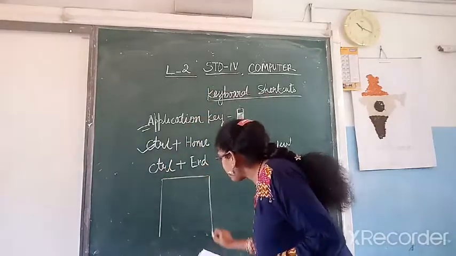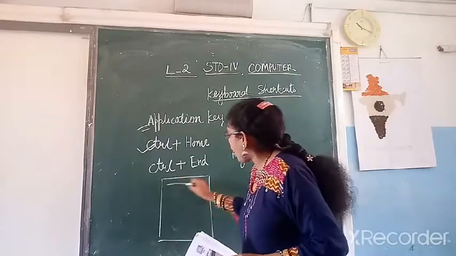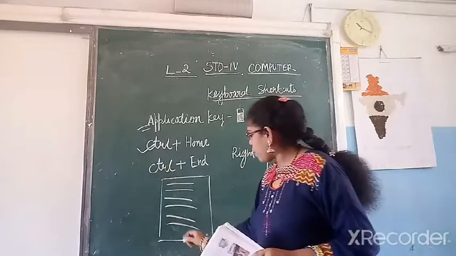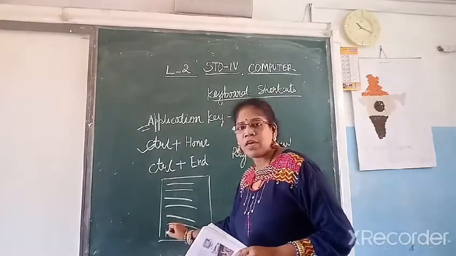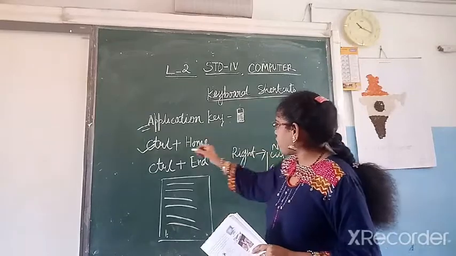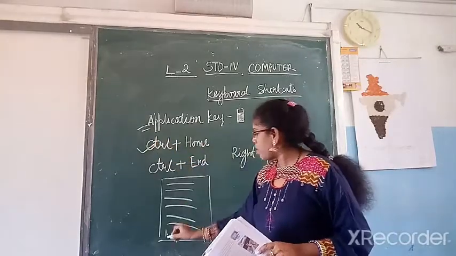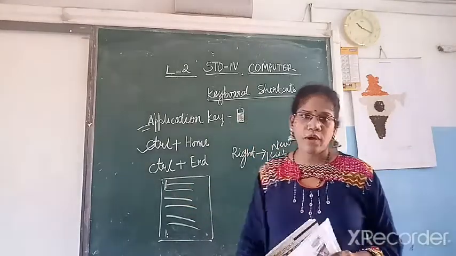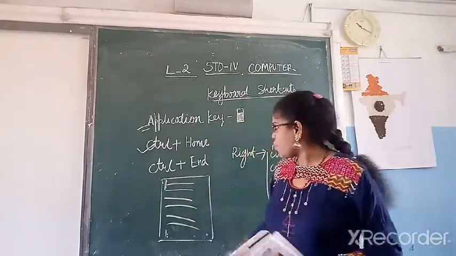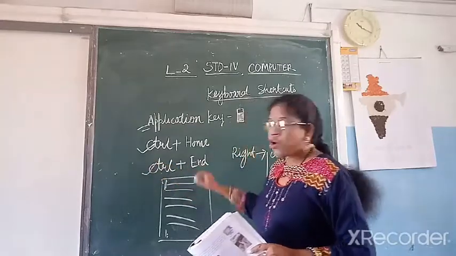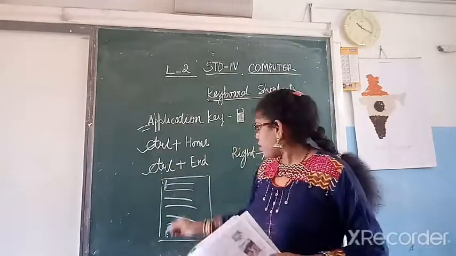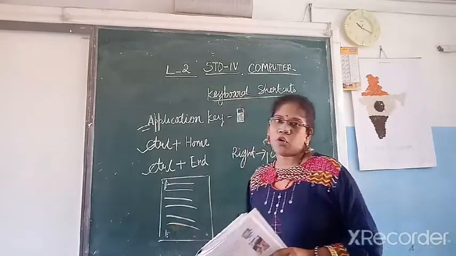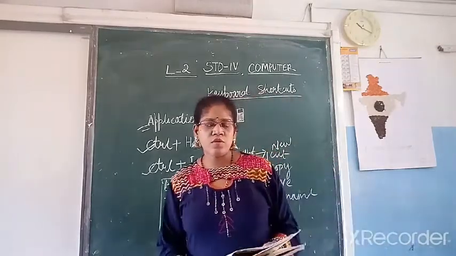Suppose you have written something, this is a document, and the cursor is here. If you press Ctrl plus Home, the cursor will move to the top of the document. Similarly, if you press Ctrl plus End, from here it will move to the bottom of your document. So these are the shortcut keys.